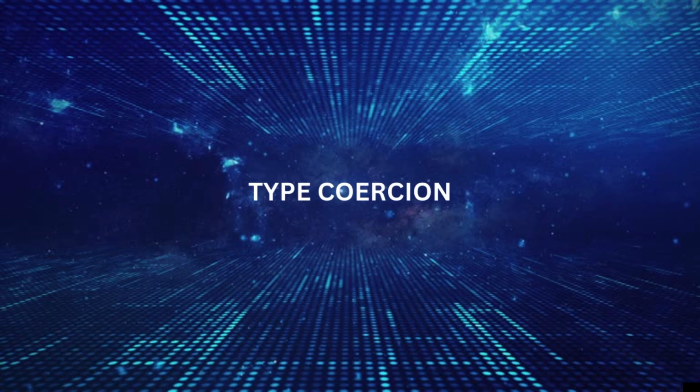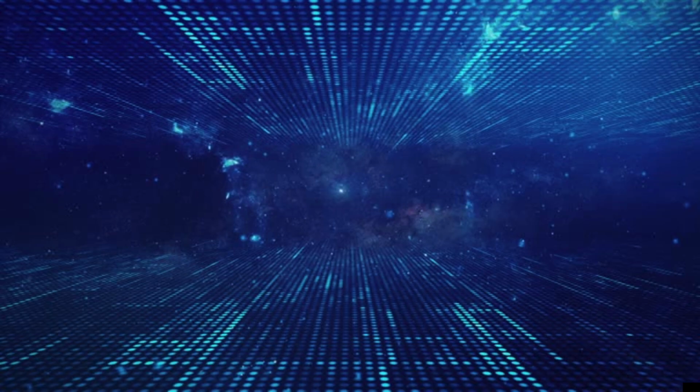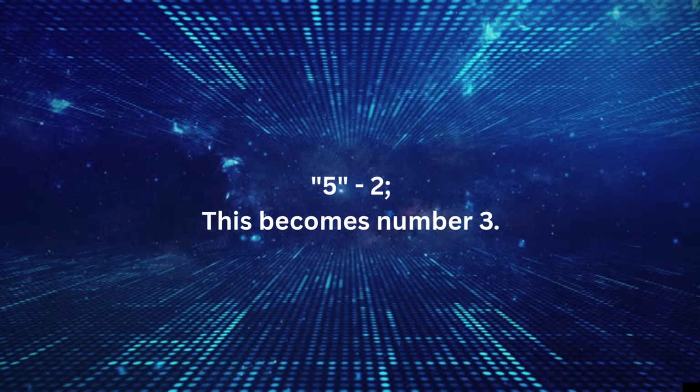Type coercion. Type coercion means JavaScript automatically changes data types. For example, this becomes a string, but this becomes a number. This can be confusing. That's why using triple equal is important.